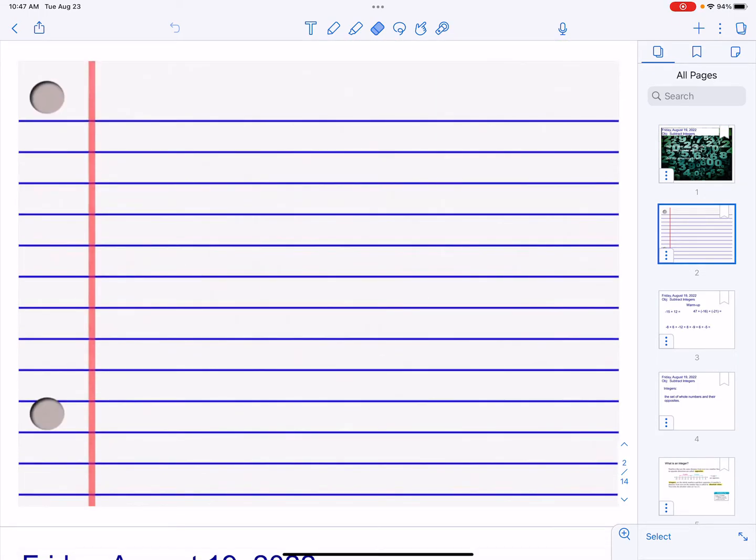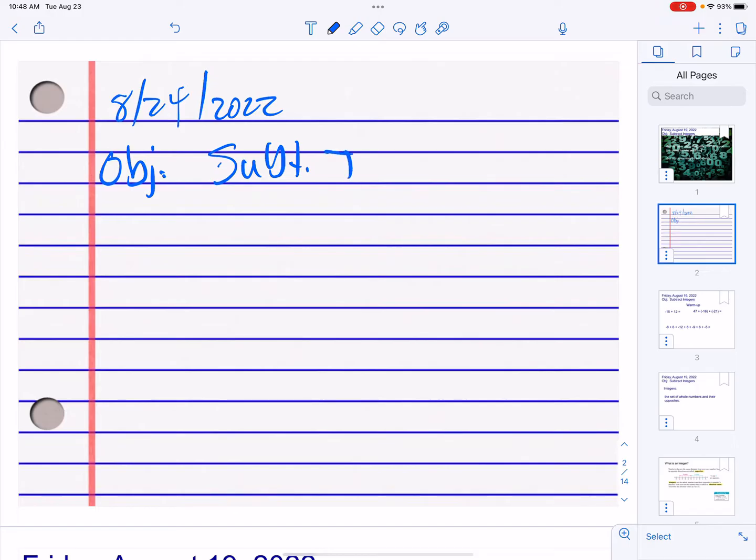So remember, in your daily notebook, you should have your date at the top. In this particular one, it's going to be 8/24/2022, or August 24, or whatever you want to call it. However you want to do your date, it's strictly up to you. And then remember, we put the objective in the objective, and today's objective is subtract integers. Okay, and then we do our warm-up.